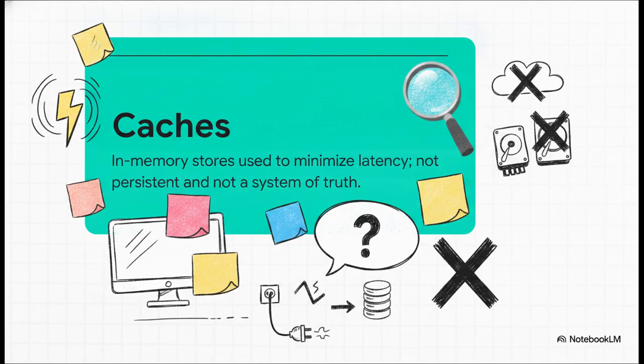But, and this is a massive but, they do not provide persistent storage. If the power cuts out, poof, that data is gone. They can also easily get out of sync with your main database. So a cache should literally never be considered your system of truth.